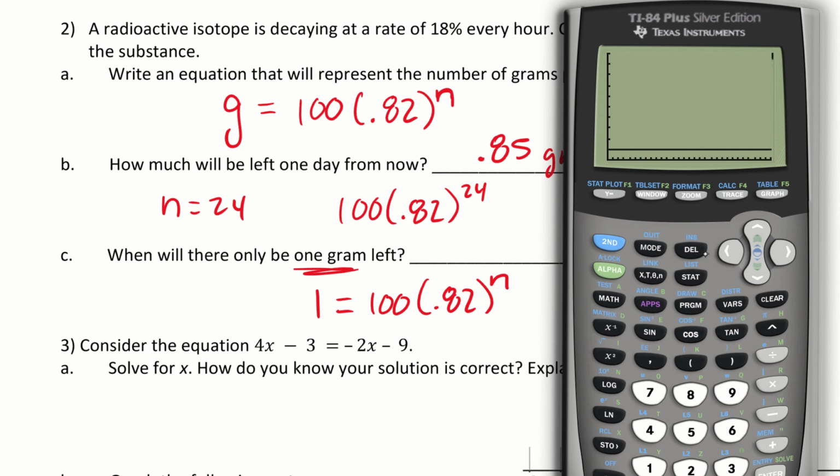So there's y equals 1, and there it is. Yeah, that's a great view. That was a very convenient window. I'm very happy with how that looks.